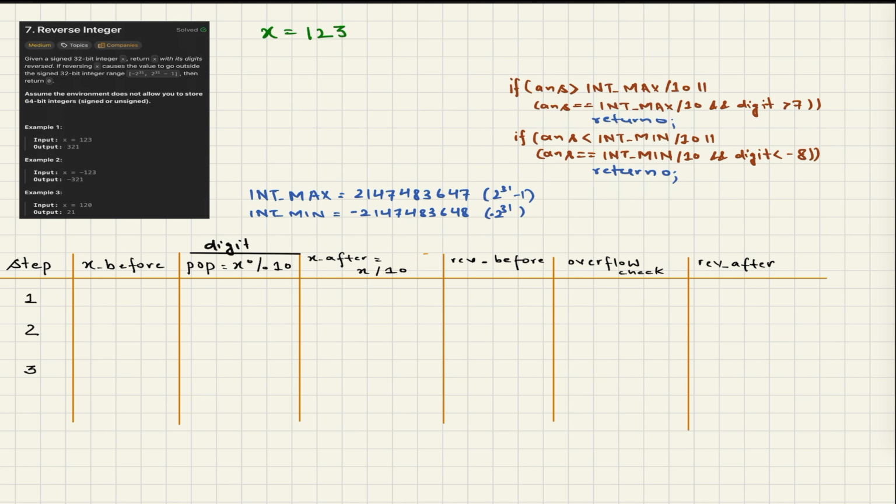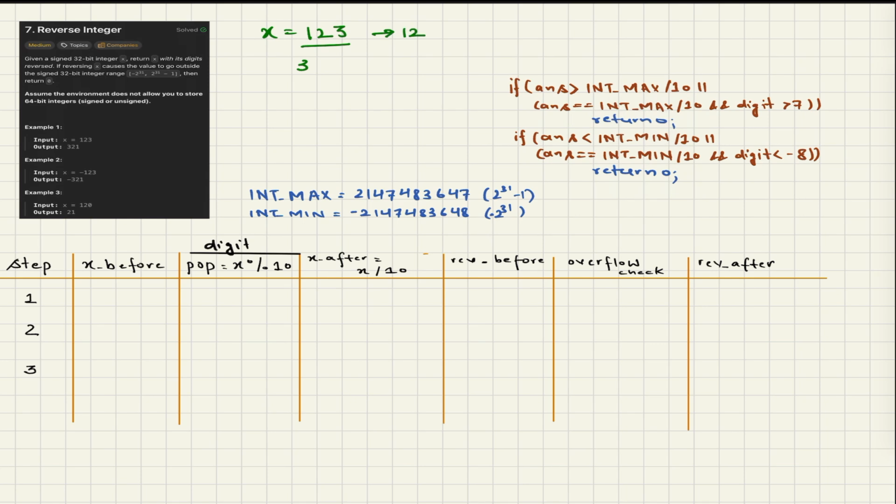So for reversing, what we will do is, this is x. Our x is 1, 2, 3. We will take the remainder when we divide this number by 10. So the remainder will be nothing but 3. Then we'll divide x by 10, so what I'll be left with is 12.